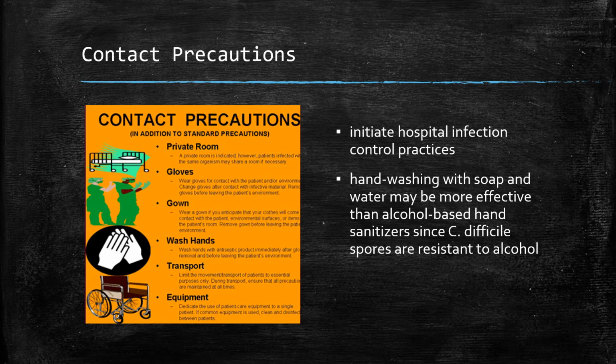Once a patient is diagnosed with a C. difficile infection, hospital infection control practices need to be initiated. The patient should be isolated in a private room, and all personnel who have to work with the patient need to gown up and glove up. Of course, hand washing is critical since this disease can be passed from patient to patient via an intermediary like a doctor or nurse. Some propose that soap and water is more effective than alcohol-based hand sanitizers since C. diff spores may well be resistant to alcohol.